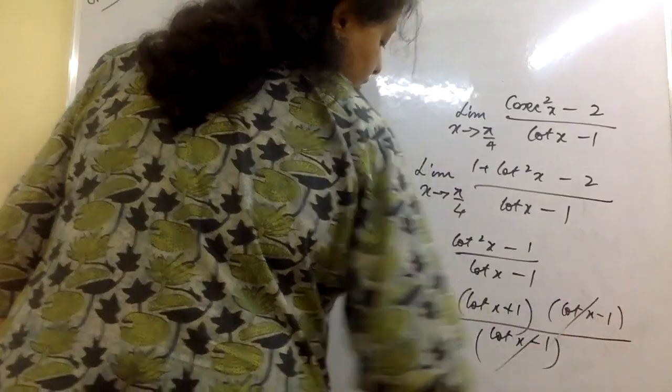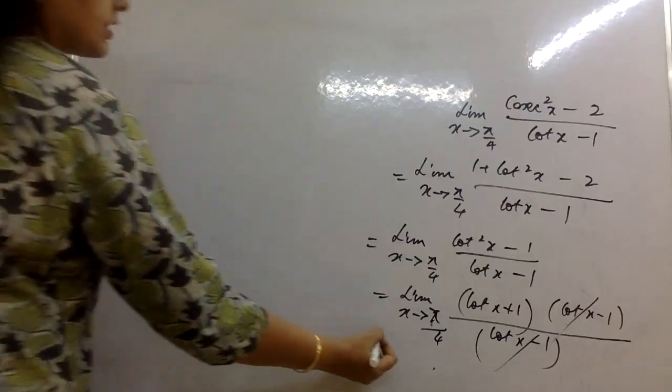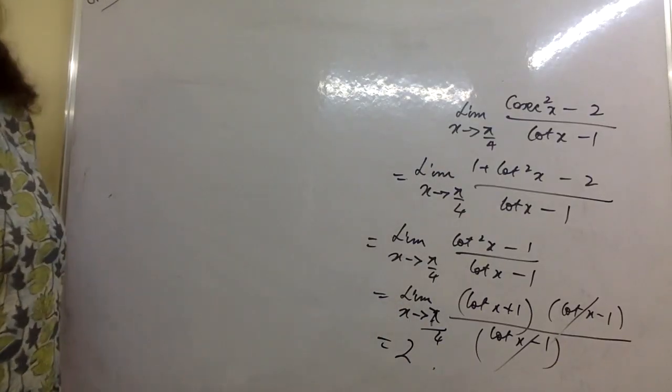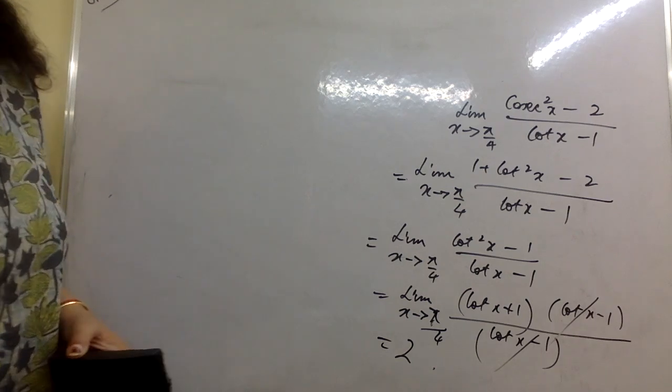Now put pi by 4 here, you get 1 plus 1, which is equal to 2. So my final answer is 2. Let's see the next question.